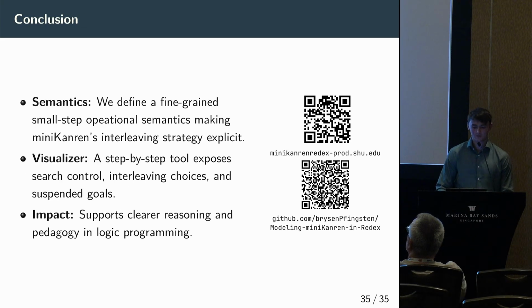So to conclude, we've presented a small-step operational semantics for miniKanren that makes the interleaving strategy explicit, and we use those semantics to build up a visualizer where the user can see the tree transformation step by step. We hope this will support clearer reasoning and understanding of logic programming and potentially some experimentation with some more semantics, and also for teaching students, I think it'd be a great tool.